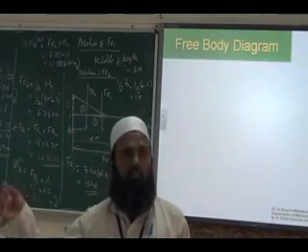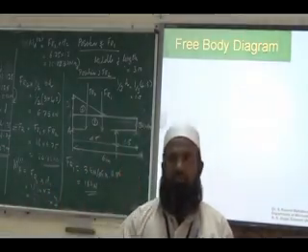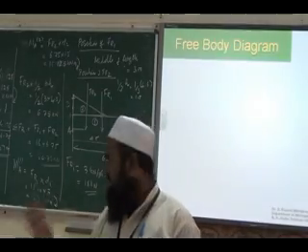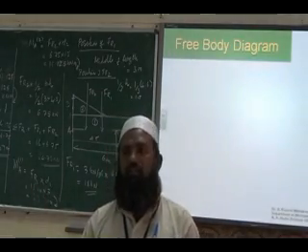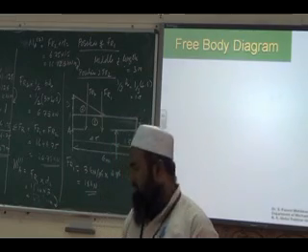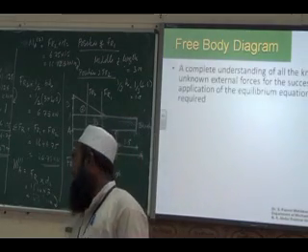We consider sigma F equals 0, sigma M equals 0, like that. The same approach is followed here, but here we have a rigid body. Why do we assume a rigid body? That is important.